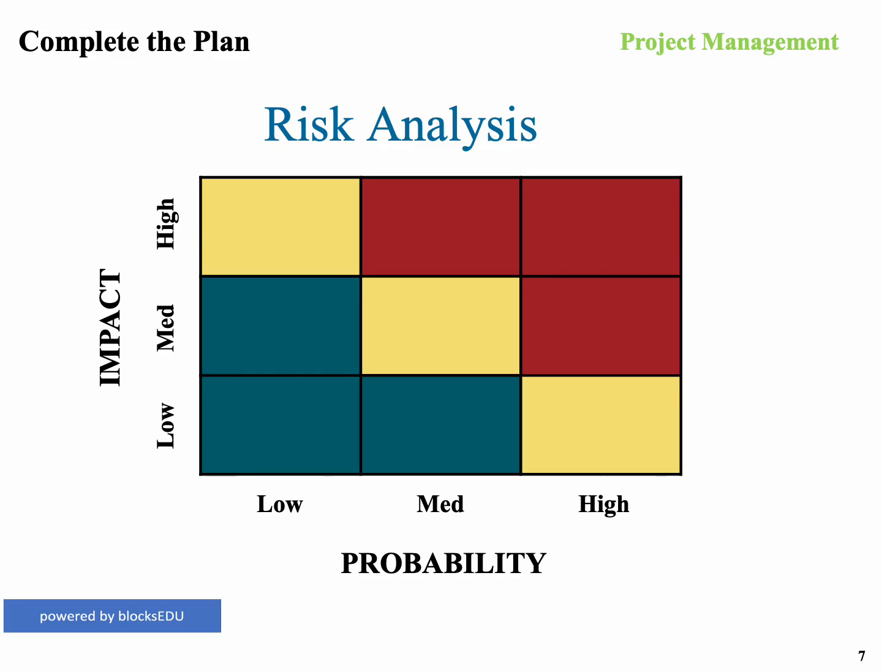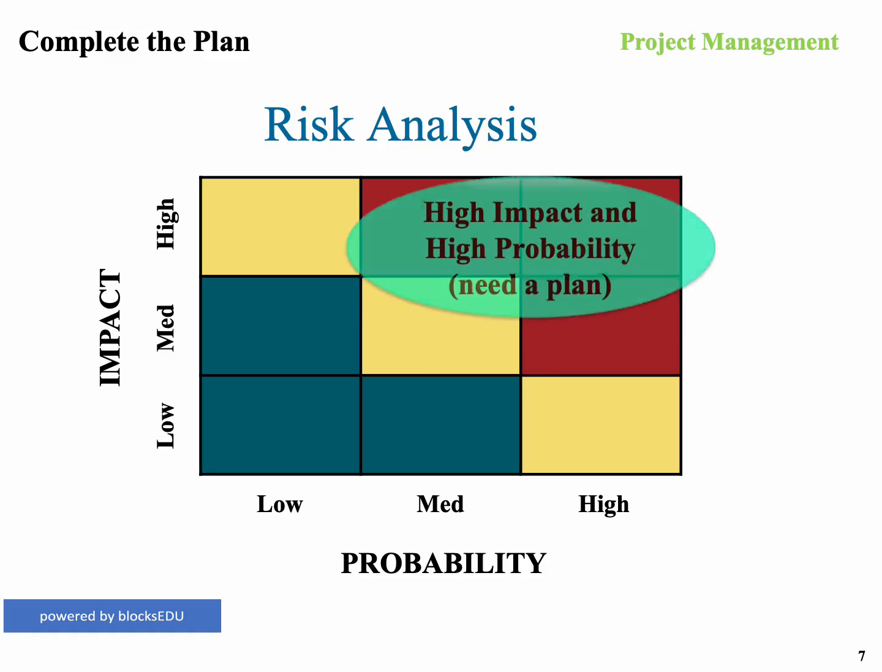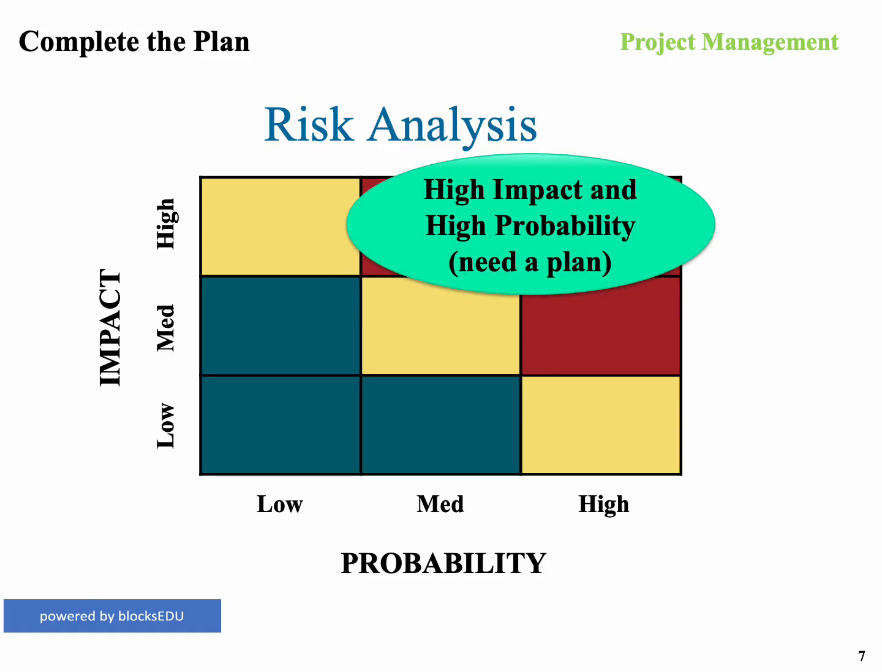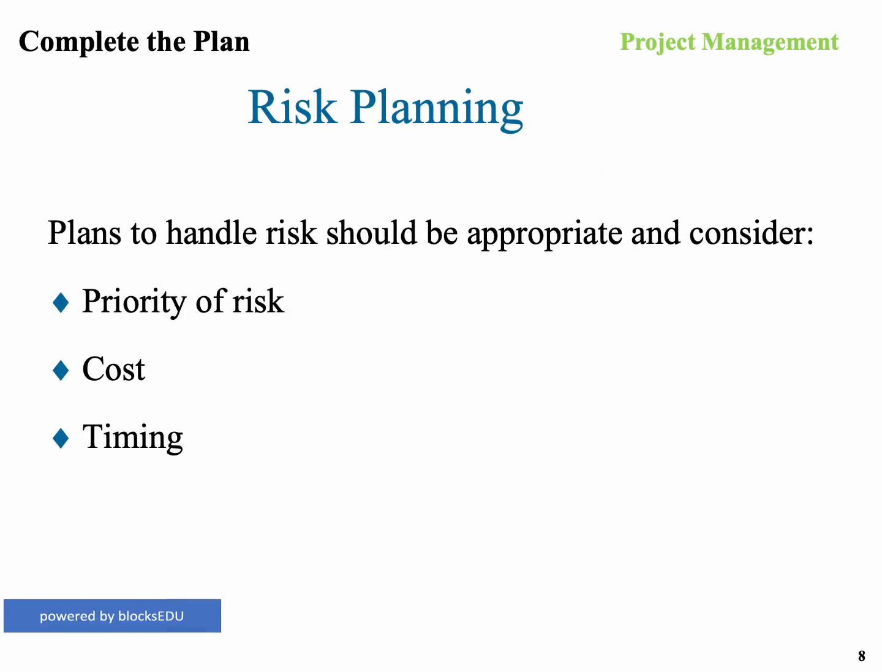And what you really need to focus on, because you have so many risks, are the areas that are up in this quadrant, high impact and high probability. And we say when you have high impact and high probability, you should most definitely create a project response plan or risk response plan for those risks. You've now analyzed your risks. Now what you need to do is, for those high impact and high probability risks, you need to do some planning.